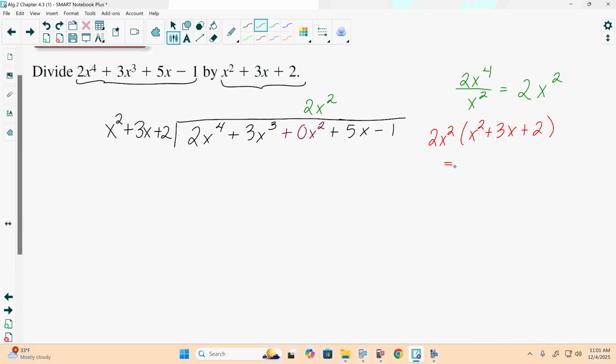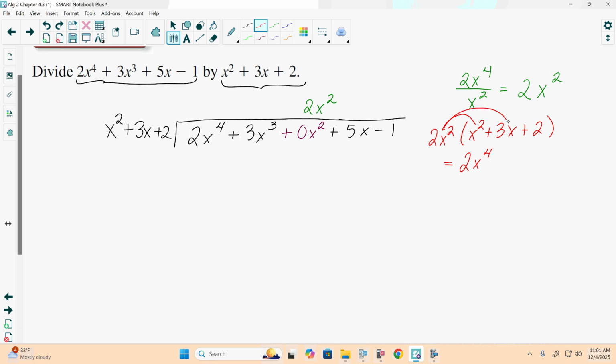You can write it out next to it. I'm going to write it underneath because I just don't have room. We're going to distribute the 2x squared. 2x squared times x squared is 2x to the fourth, because when we multiply like bases, we add the exponents. x squared times x squared would be x to the fourth. 2 times 1 is 2.